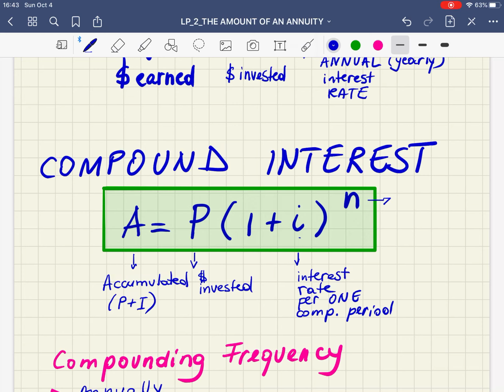The letter n represents the total number of compounding periods. And you can look at n as giving an idea of how long the investment is going to last, or for how long you are investing money. So it's connected to t, or time.